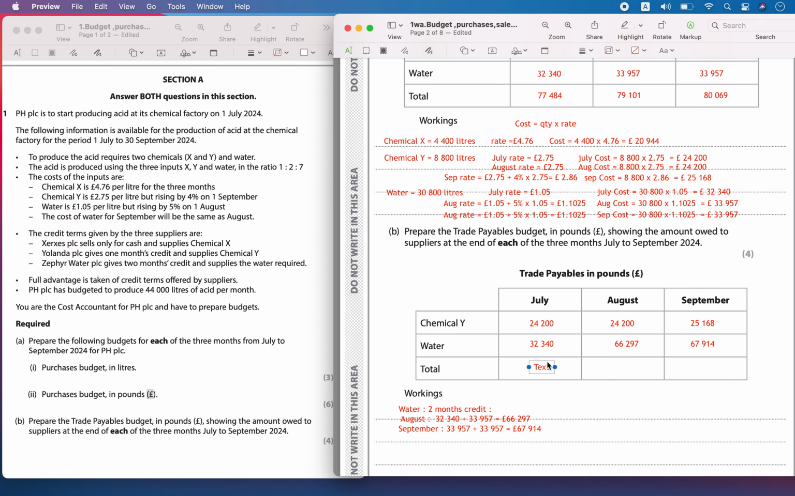Then for the month of July, let's add up 24,200 plus 32,340, that is equal to 56,540. Then for the August month, 24,200 plus 66,297, that is equal to 90,497. And for the month of September, 25,168 plus 67,914, so that is equal to 93,008.